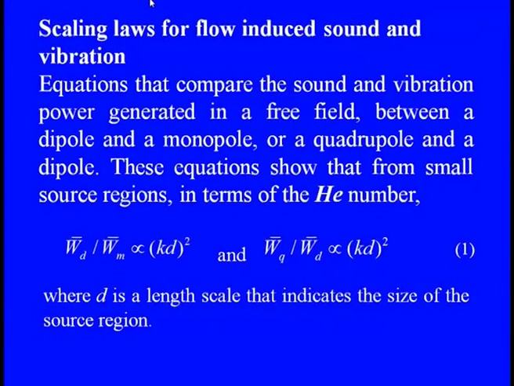We can see that the power ratio between the dipole and the monopole is proportional to (kd)^2, where k is the wave number and d is the scale length, which indicates the size of the source region. For a small source region this theory is valid, because the proportions of the transformation depend on the distance, the wave number and the square term.